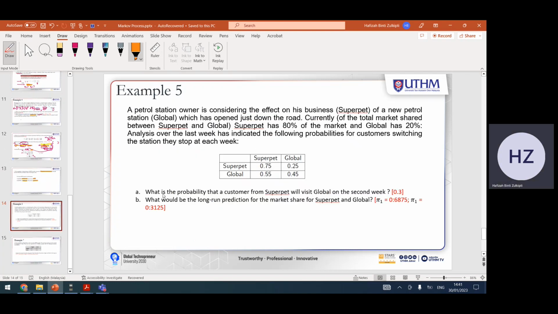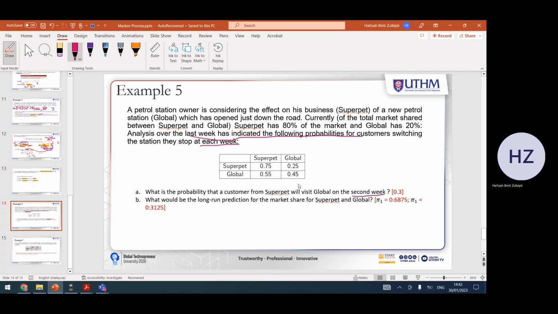Okay, so we will look at another example of steady state here. What is the probability that a customer from Super Pet will visit Global on the second week? A pet station owner has opened just down the road. Analysis over the last week has indicated the following probabilities for customers switching the station they stop at each week. This refers to the transition of probability each week. So this is considered the first week. Right now we need to calculate the probability for the second week.